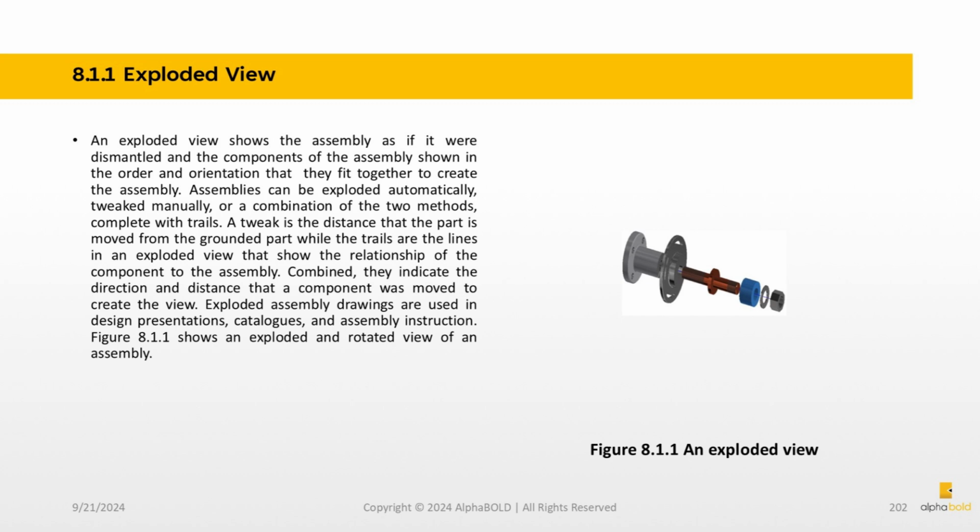Assemblies can be exploded automatically, tweaked manually, or a combination of the two methods, complete with trails. A tweak is the distance that the part is moved from the grounded part, while the trails are the lines in an exploded view that show the relationship of the component to the assembly. Combined, they indicate the direction and distance that a component was moved to create the view. Exploded assembly drawings are used in design presentations, catalogs, and assembly instruction.